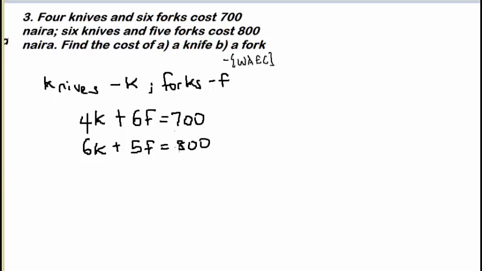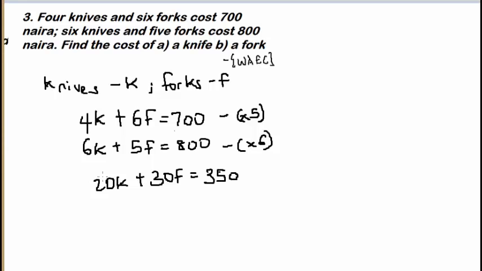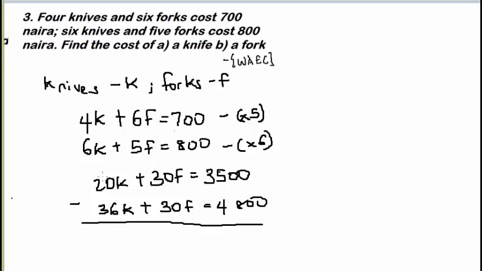So to make this more in like terms, let me multiply the first equation by 5 and let me multiply the second equation by 6. Like I said, I'm going to be using the elimination method in this particular simultaneous question. So I want to eliminate f so that I can solve for k. Multiplying the whole of this by 5, I have 20k plus 30f is equal to 3,500, and I also have here 36k plus 30f is equal to 4,800.